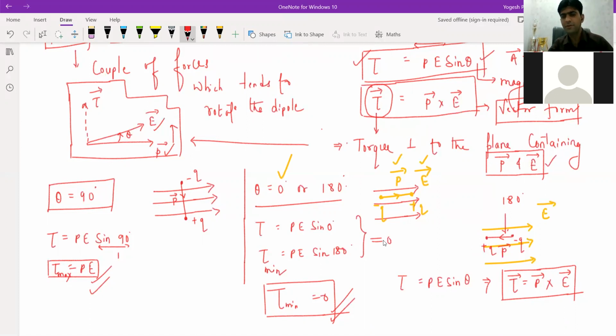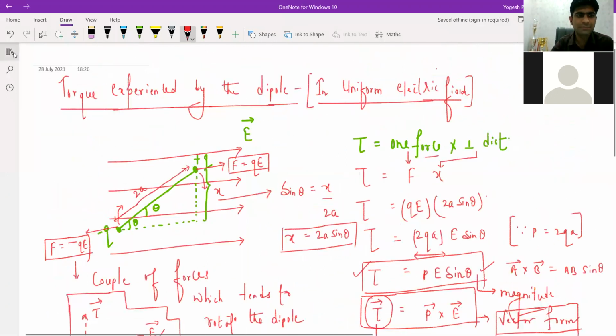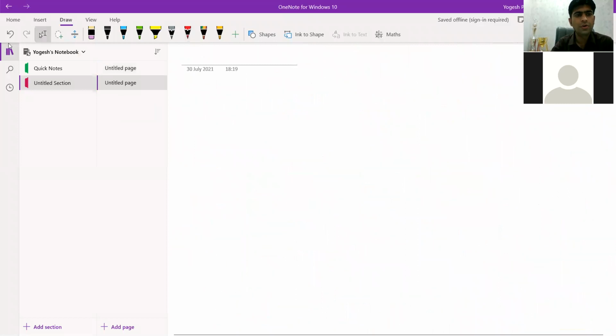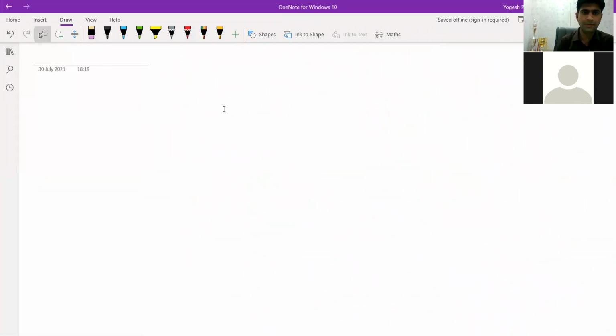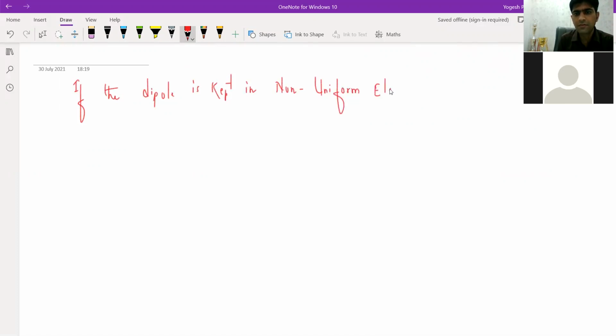Okay. Now, if this dipole is kept in a non-uniform electric field, what will happen? If the electric dipole is kept in a non-uniform electric field, now what will happen? What is this non-uniform electric field? The field which may be increasing or decreasing in a particular direction.